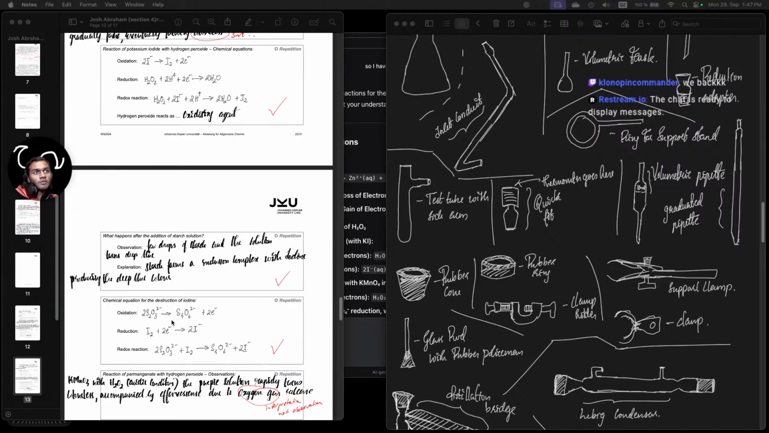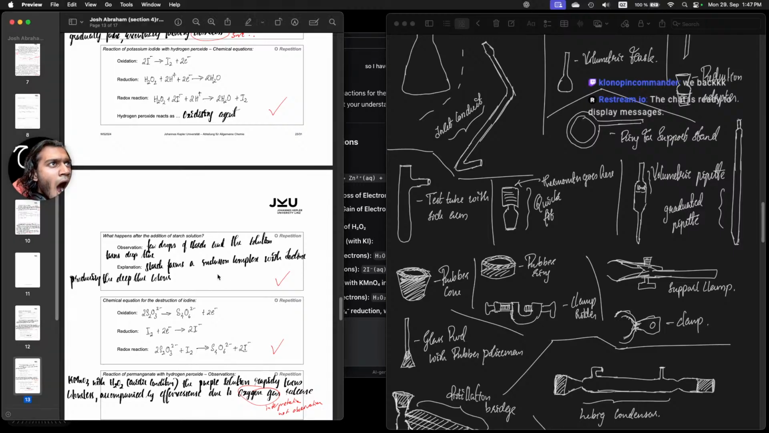What happens after the addition of starch solution? After a few drops of starch, the solution turns deep blue. The starch forms an inclusion complex with iodine, producing a deep blue color.